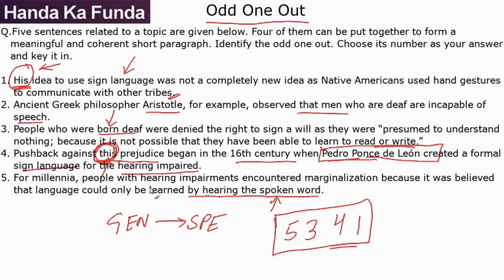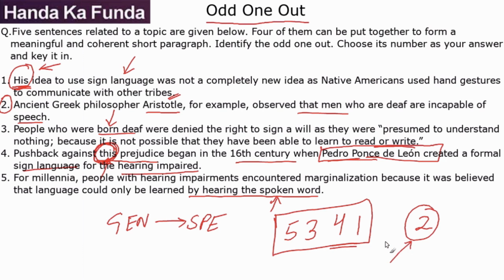The problem that deaf people faced is introduced in 5. A more valid example of that is given to us in 3. And in 4 and 1, we are talking about the development of the sign language, making 5-3-4-1 our paragraph. But please note, in odd one out, the question is not what the paragraph is, but which sentence will you leave out. The sentence that you will leave out in this case is sentence number 2. So our answer for this particular question will be 2.